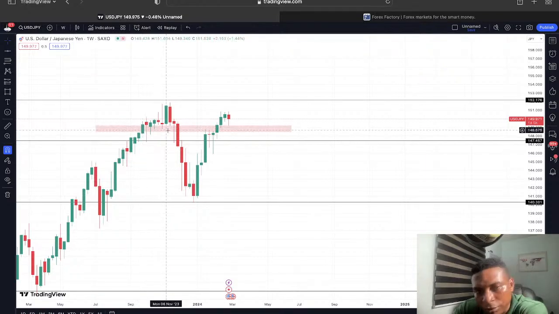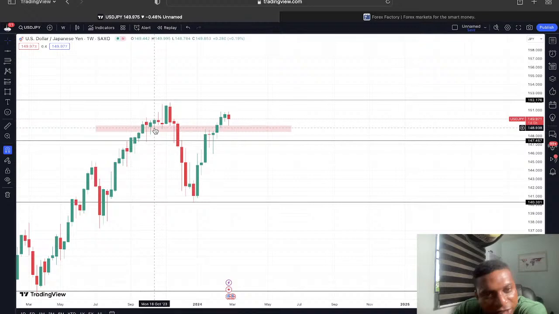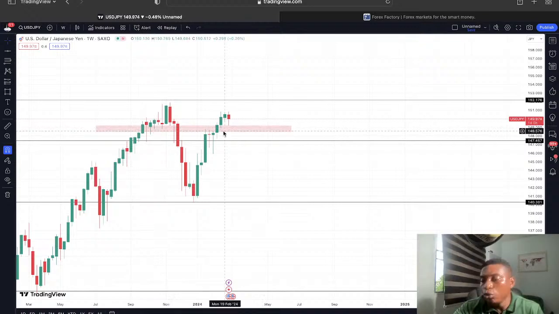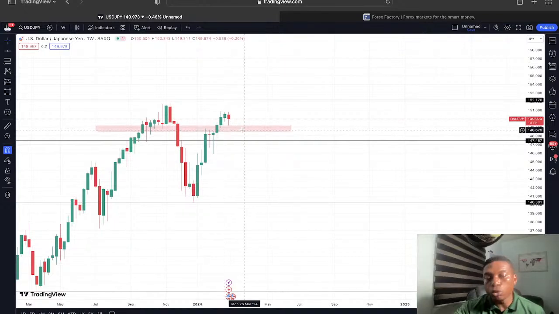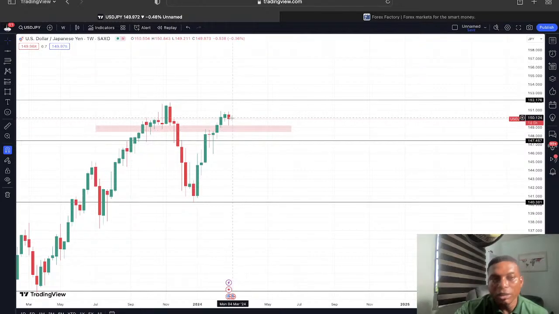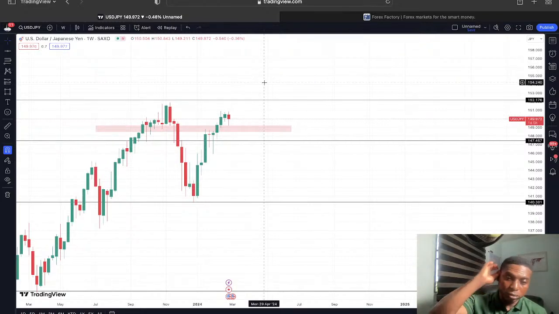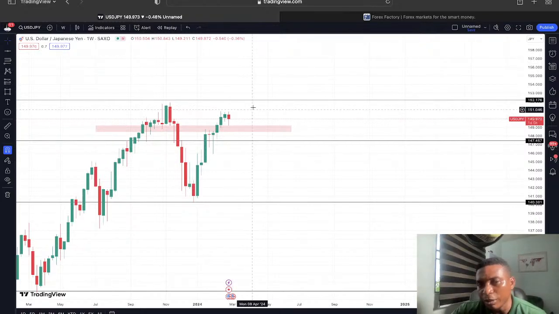This level is a support zone. This level is a support zone. So what you want to do with the USD JPY is you want to buy, and then make money off the price movement.